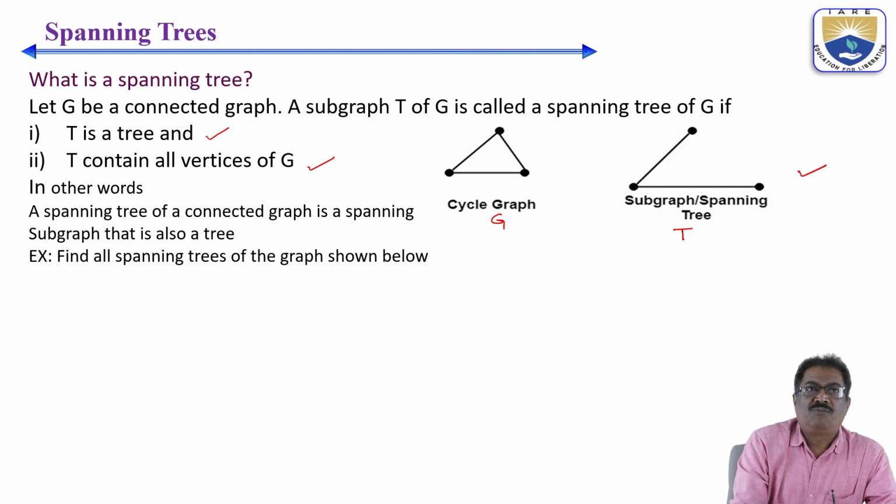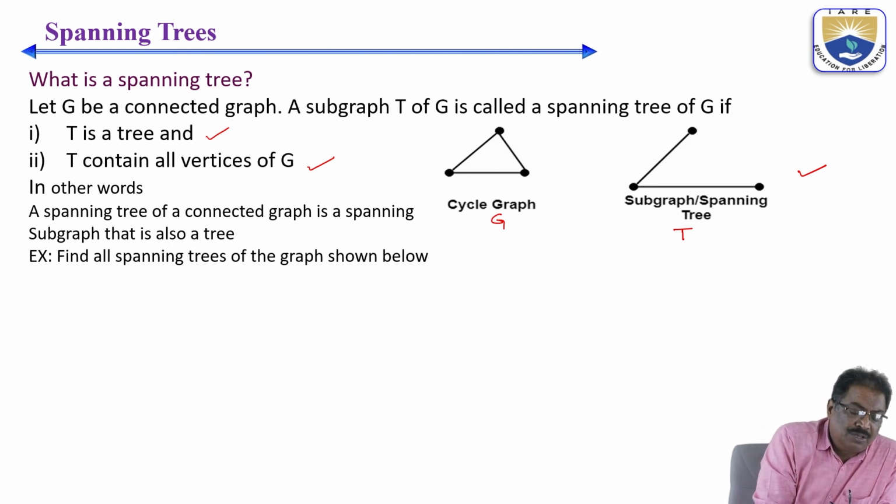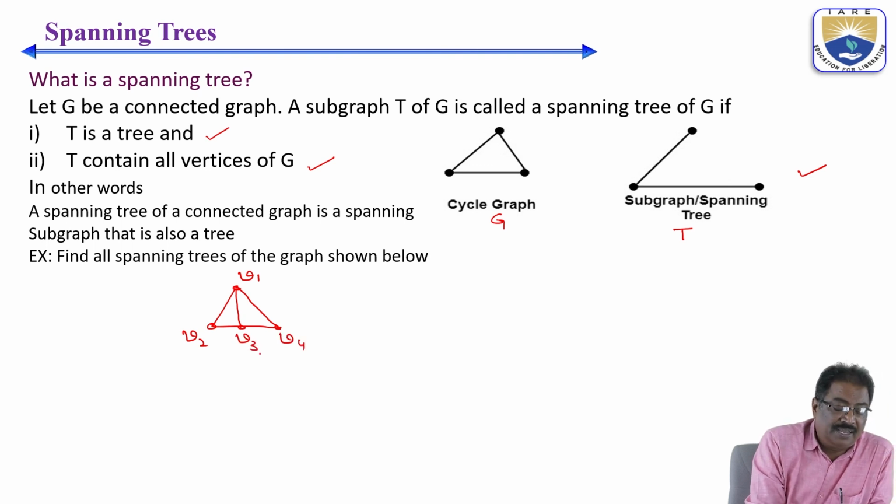Suppose we want to find all the spanning trees of a graph. We can get more than one spanning tree of any graph. So let us consider one graph like this. Now we are going to construct all the possible spanning trees from this graph. There are 4 vertices and 5 edges. So what are the possible spanning trees?